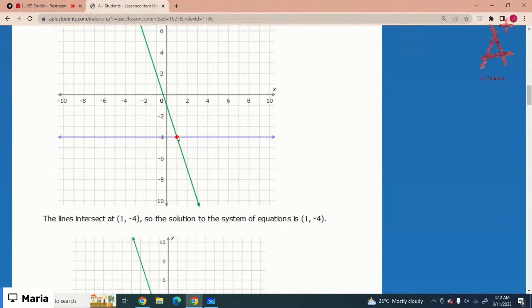So that would be the point of intersection. And the point of intersection is actually the solution of the equations. So that means here the solution of the equation is (1, negative 4). That is the solution of the system of equations.